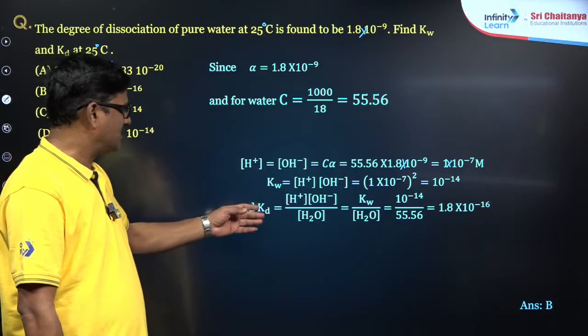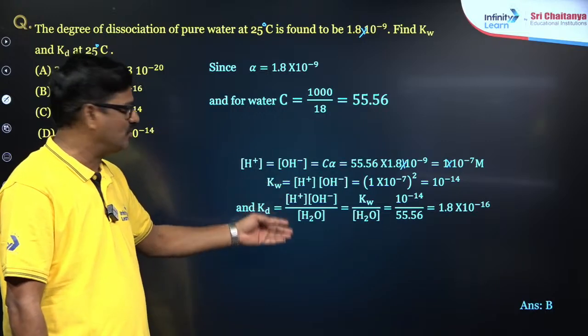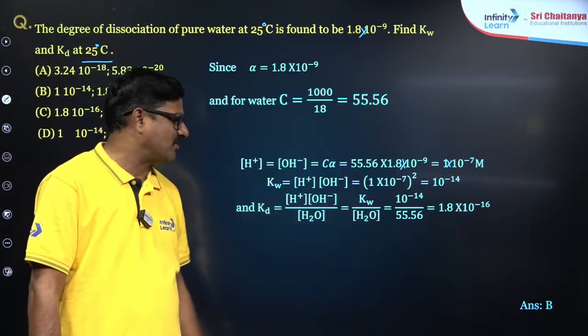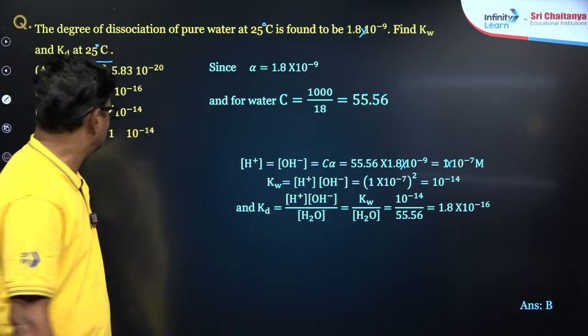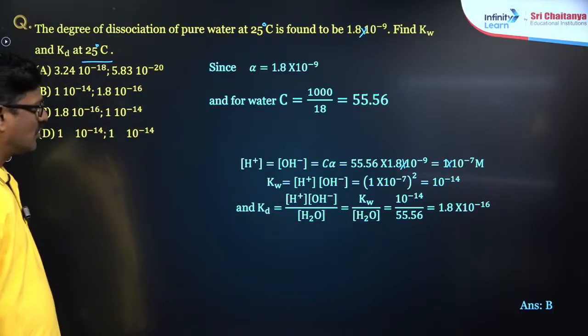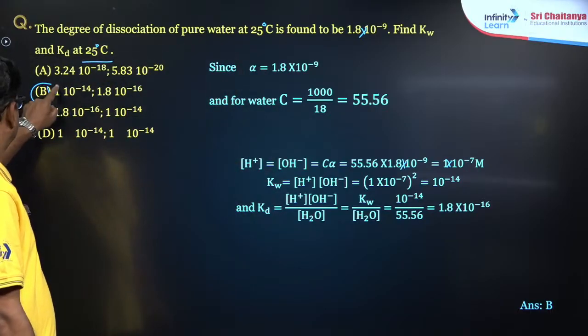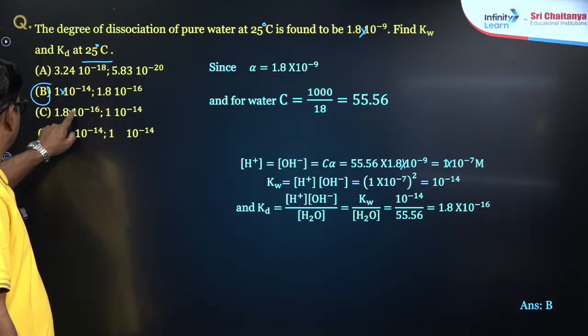Now dissociation constant is the ratio between this Kw and the concentration, and it is going to be 1.8 into 10 to the power minus 16 you are going to get. So from there you are going to see option B matches with it. Option B matches with it. Okay.